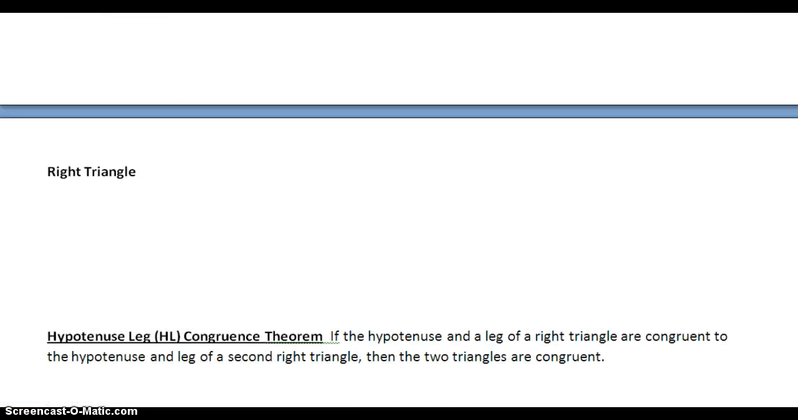A right triangle has to have a right angle. That's the definition of a right triangle. Now the side opposite that right angle is called the hypotenuse. The hypotenuse is spelled h-y-p-o-t-e-n-u-s-e, and pronounced hypotenuse. The other two sides of the right triangle are called the legs.